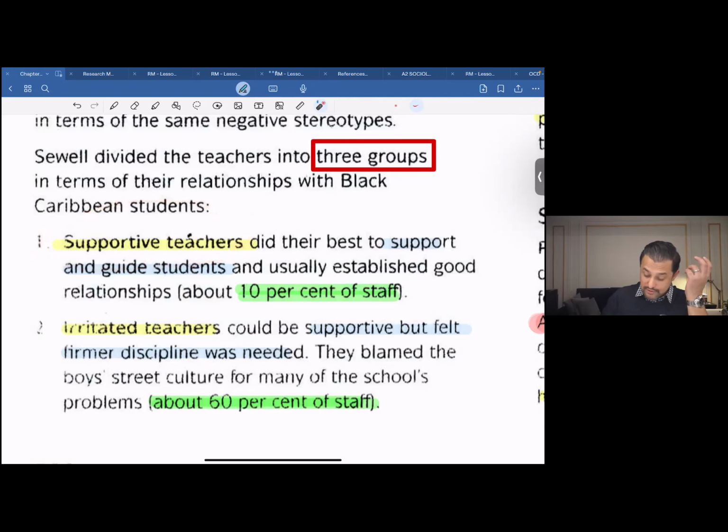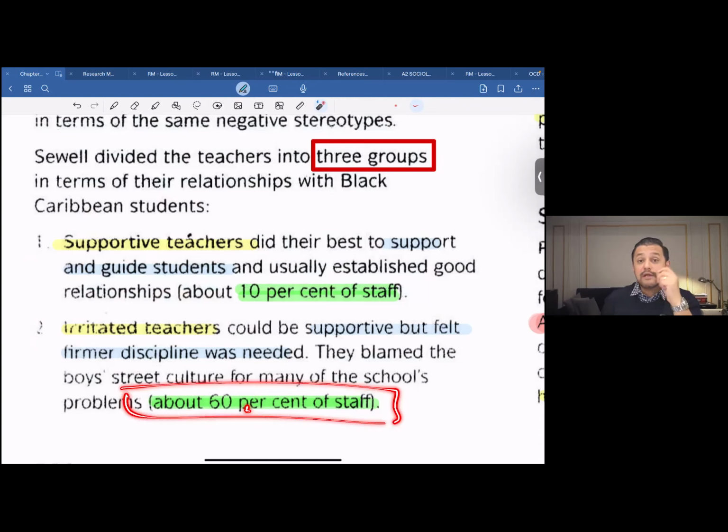However, according to Seville, again, they weren't many. They just made 10% of the total staff. So according to Seville, only 10% of staff was supportive towards Black pupils and enjoyed a good relationship with Black pupils. Number two, irritated teachers. Now, these irritated teachers made up around 60% of the staff, which is quite a majority.